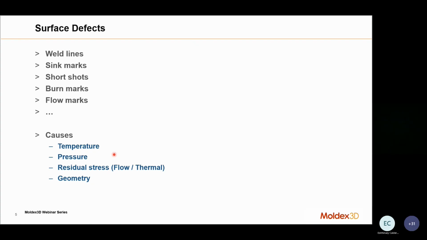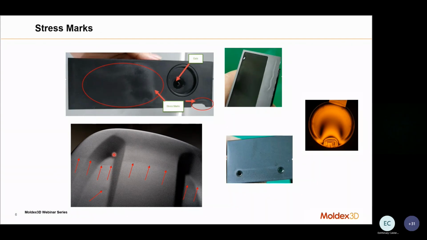Now, these residual stresses could be because of flow or thermal or a combination of both. So depending on multiple different factors, the kind of stress marks or surface defects you have on your part can be very different. In this particular webinar, we are going to focus on stress marks, a subcategory of surface defects.